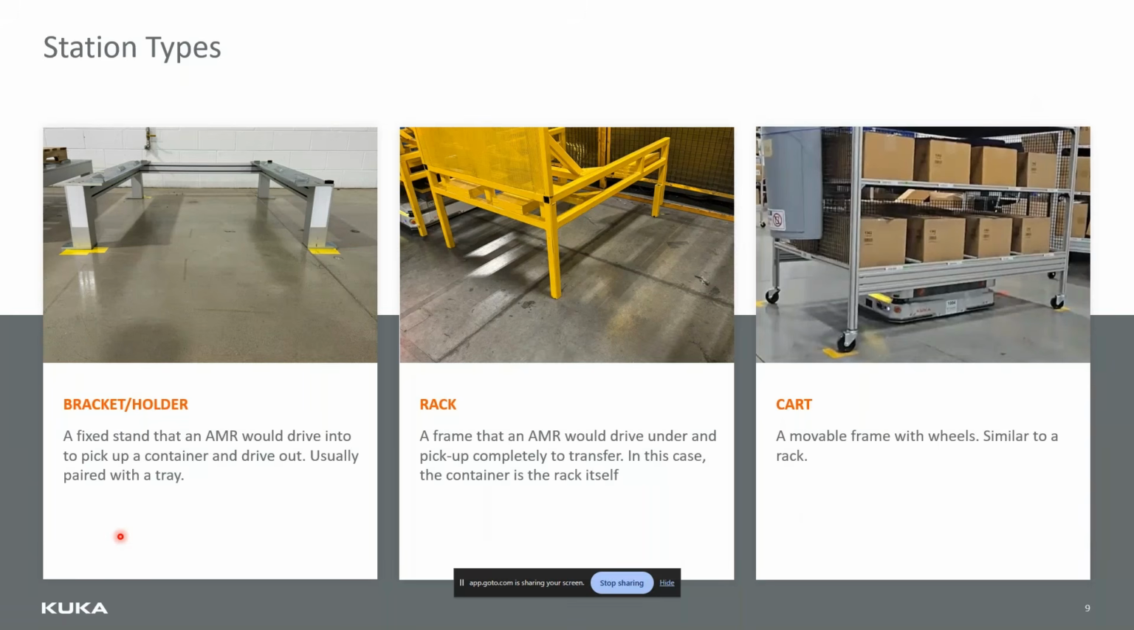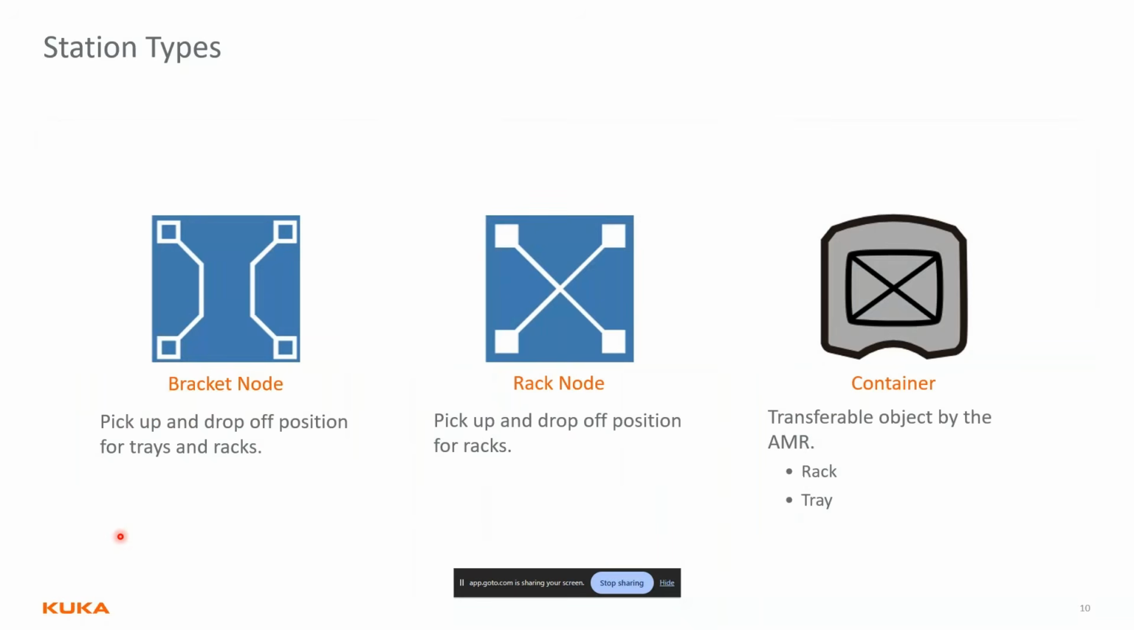A cart is basically a rack, but with wheels. We like to differentiate between racks and carts so we know what we're working with. In the software, we also differentiate between the brackets, racks, and containers. So a bracket node is basically one of your spots. This is where your fixture is on the map, the X and Y position, and it could have a load on top of it. It could be empty or it could be full, based on that moment in time. But usually this is where your fixture exists.